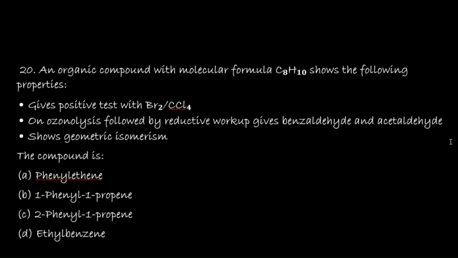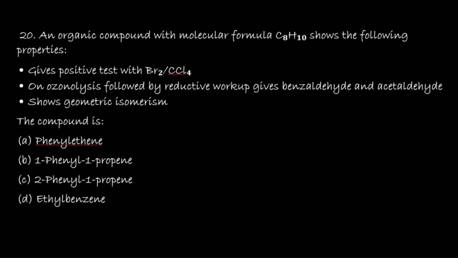Then the organic part. The organic compound with the molecular formula C8H10 shows the following properties. It gives a positive test with bromine in CCl4, on ozonolysis followed by reductive workup gives benzaldehyde and acetaldehyde, and it shows stereoisomerism. They have mentioned it shows geometric isomerism.